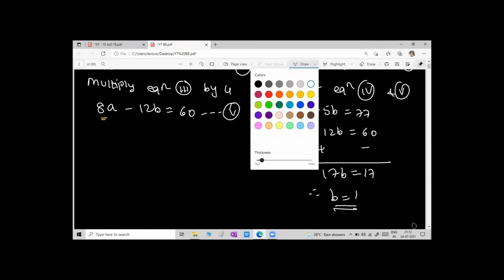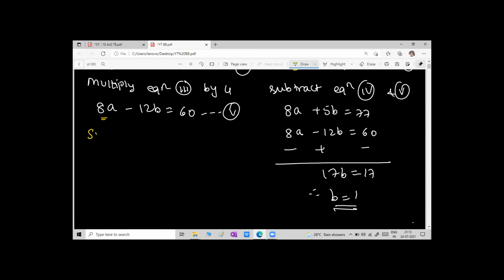Now we are going to make use of this b. Substitute b is equal to 1 in equation 3. Okay. 2a minus 3 into 1 is equal to 15. Understood? Are you understanding?